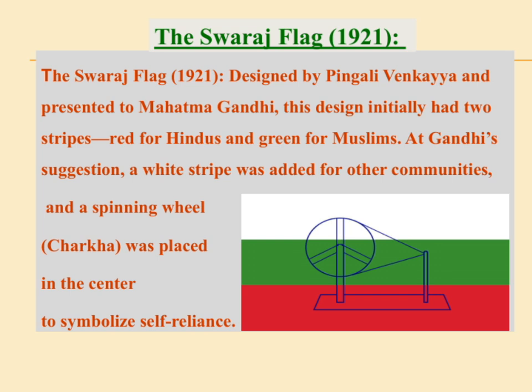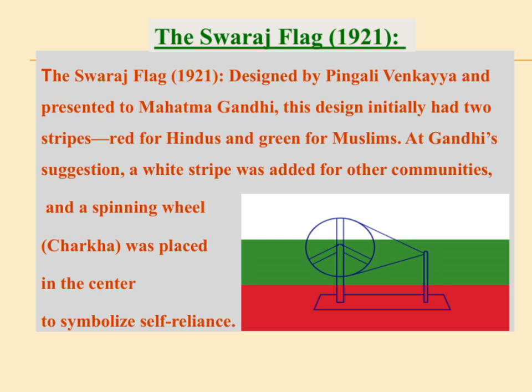The original design featured two stripes, red representing Hindus and green for Muslims. This reflected the unity of different communities fighting together for independence. At Gandhi's suggestion, a white stripe was added to include other communities, emphasizing inclusiveness and harmony among all Indians.